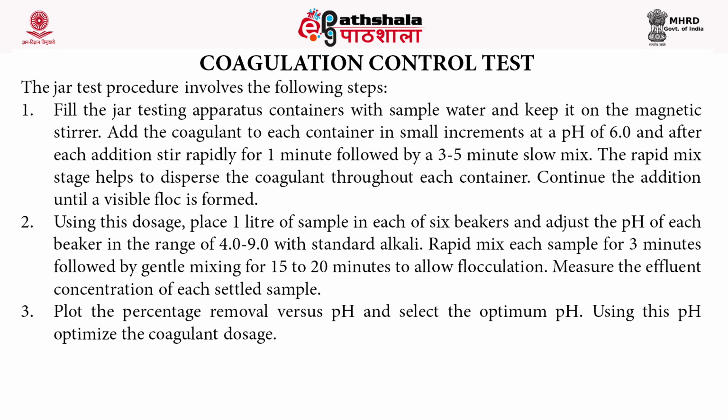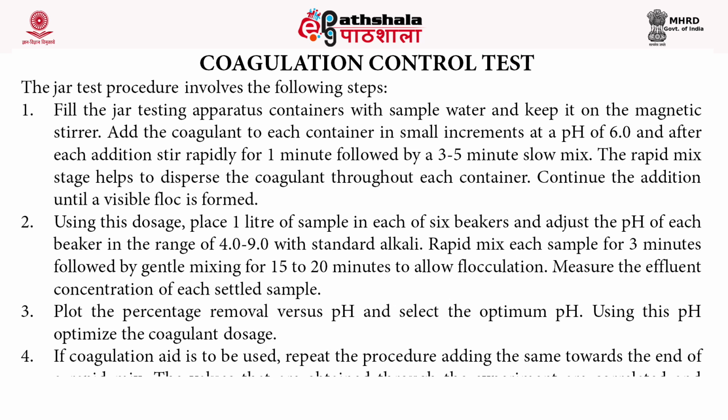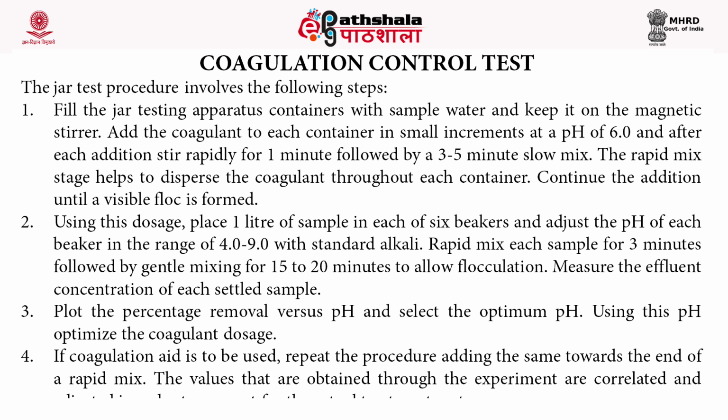Using this optimum pH, the coagulant dose is optimized, and the plot between the percentage removal of turbidity versus the coagulant dosage will give the optimum dosage of coagulant used in the process. If the coagulant aid is to be used, the whole procedure is repeated, adding the same towards the end of the rapid mix. The values that are obtained through the experiment are correlated and adjusted in order to account for the actual treatment system.